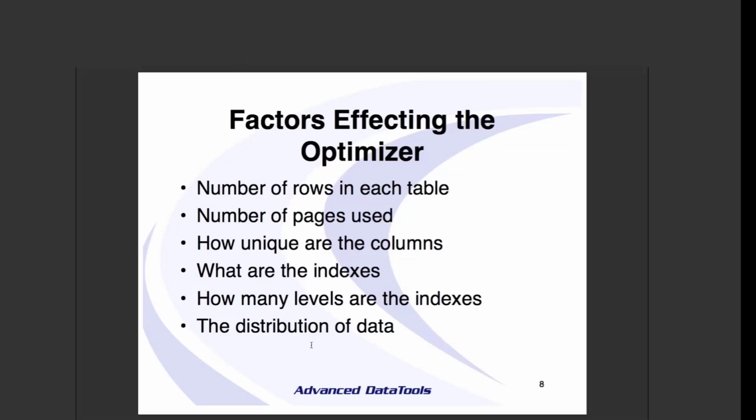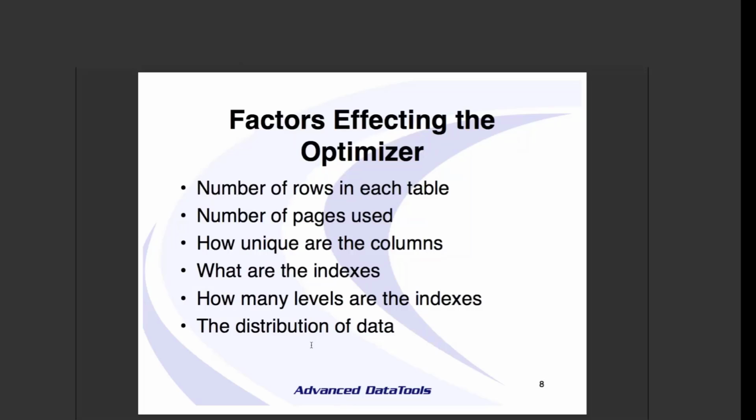It also tells the optimizer what indexes are out there and how many levels there are in an index. In my webcast last month, I talked about levels in an index and how an index may have 2, 3, or 4 levels. An index with 2 levels is going to be better than an index with 5 levels. The same, if a column is unique, it's going to be better than a column that's not unique.